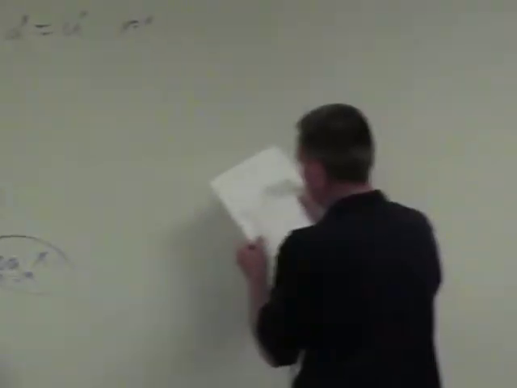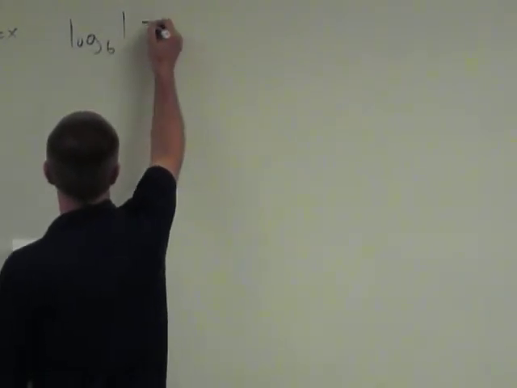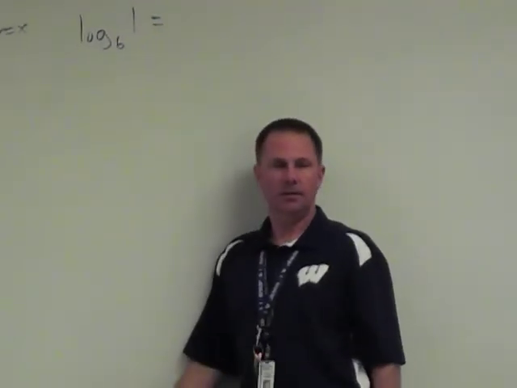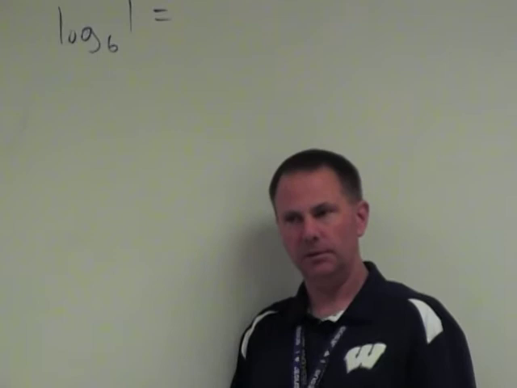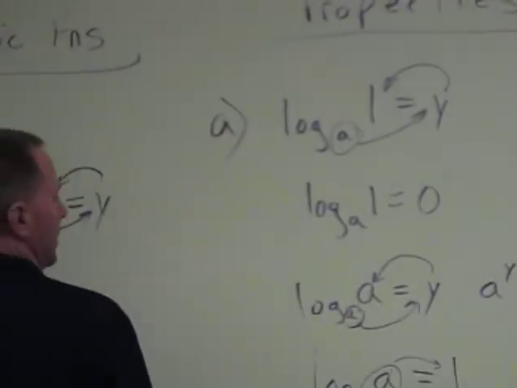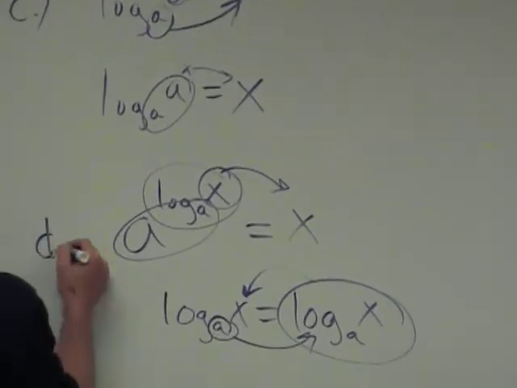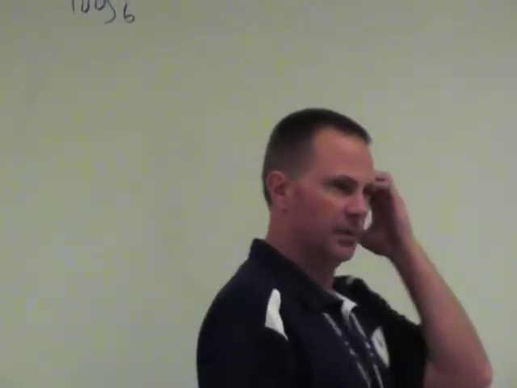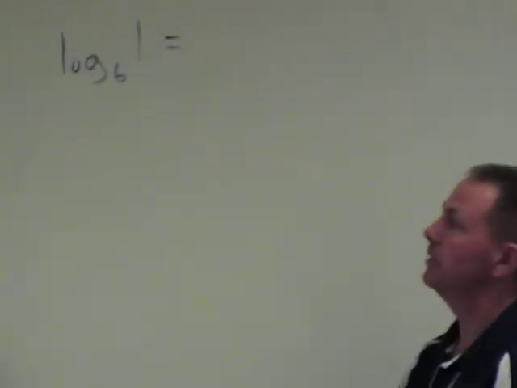Let's just start with something simple here. Log of 1 base 6 is what? Look at your properties, property A, B, C, and D. Which property are we going to use? A. What's my answer? 0. Good.